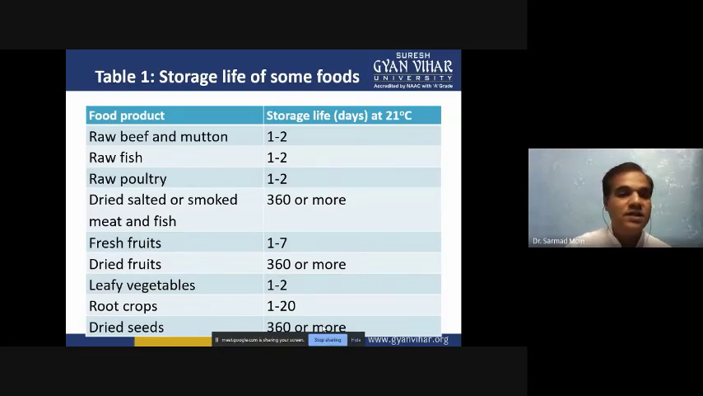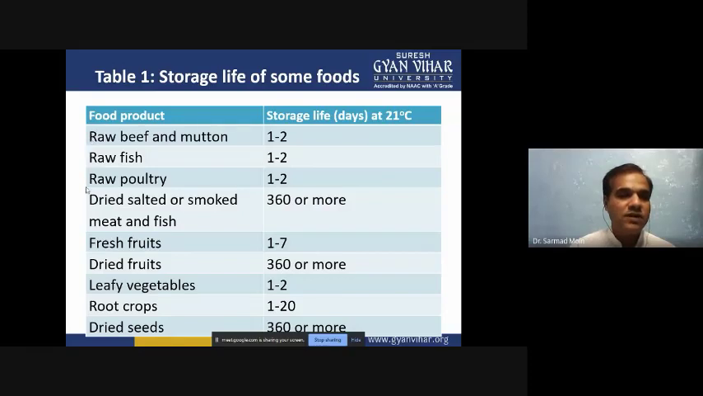Okay. Then leafy vegetables, 1 to 2 or 3 days is mostly how long you can store them. Then root crops, 1 to 20 days. Dried seeds, 362 or more. So here you saw two types of things: the dried things and the non-dried things.